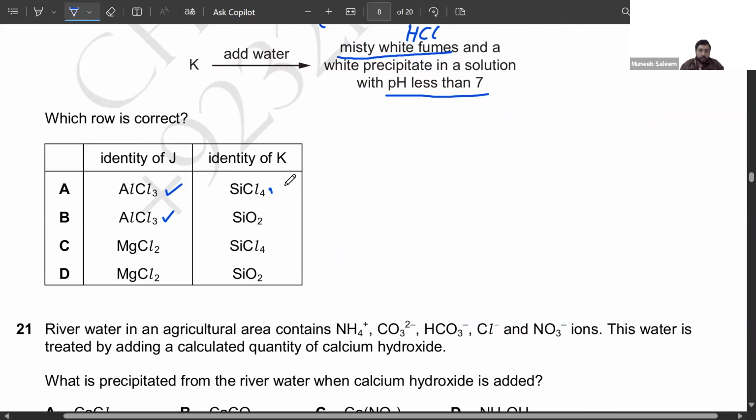Okay, so SiCl4 is the correct option from the column of K. That means the correct option becomes A. A is the right answer.